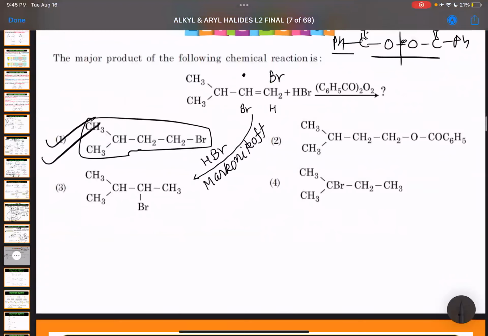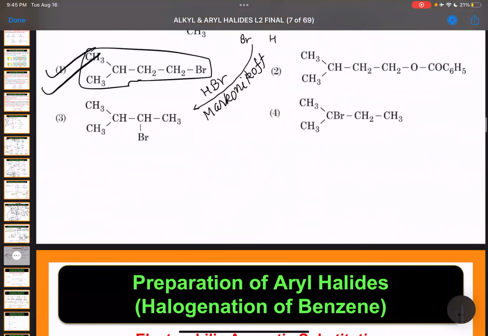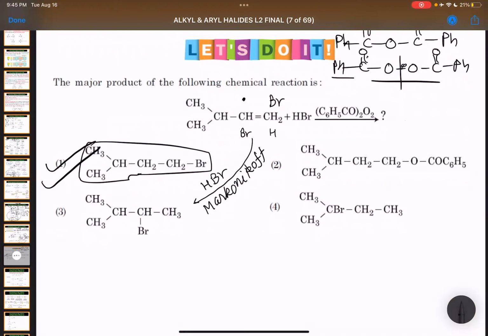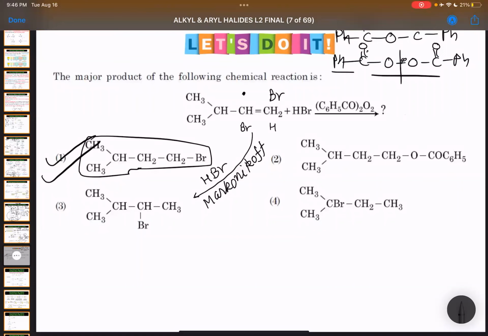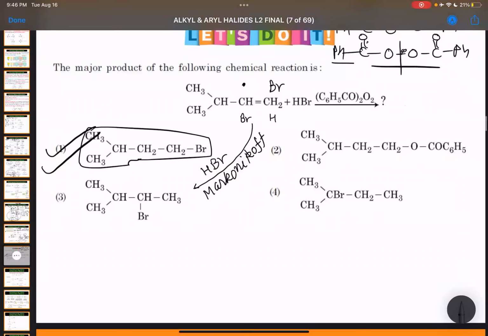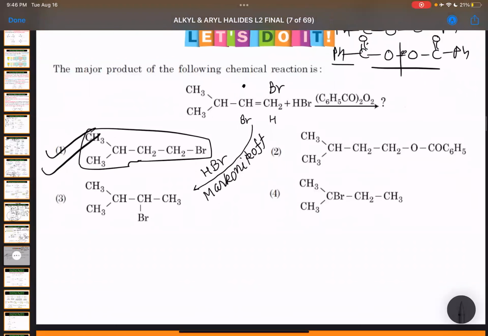Okay. And the other thing is, before moving ahead, why only HBr shows anti-Markovnikov addition with peroxide? Why can't HCl, HF or HI show anti-Markovnikov addition? That is the next question. What is the reason? Yeah, tell me. This has also been asked in JEE.